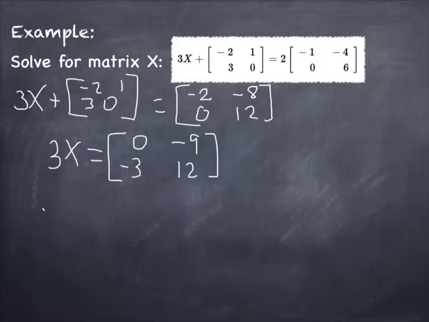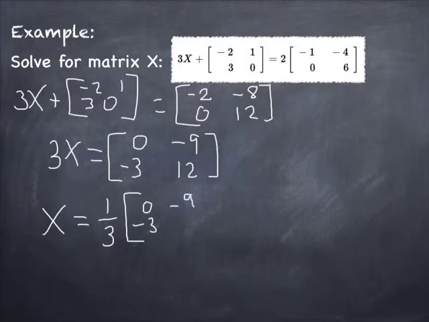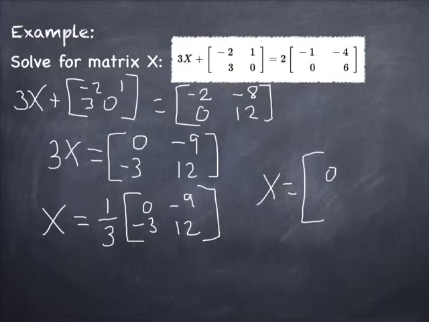Now if I'm dividing 3 from both sides, really what's happening is I'm multiplying by 1/3. So we've got 0, negative 9, negative 3, and 12. And if I multiply the 1/3 through, 1/3 times 0 is 0. So X equals 1/3 times 0 is 0. 1/3 of negative 9 is negative 3. 1/3 of negative 3 is negative 1. And 1/3 of 12 is 4. So matrix X must be 0, negative 3, negative 1, and 4. So it's just addition, subtraction, and multiplication and we can figure out matrices that we don't know.